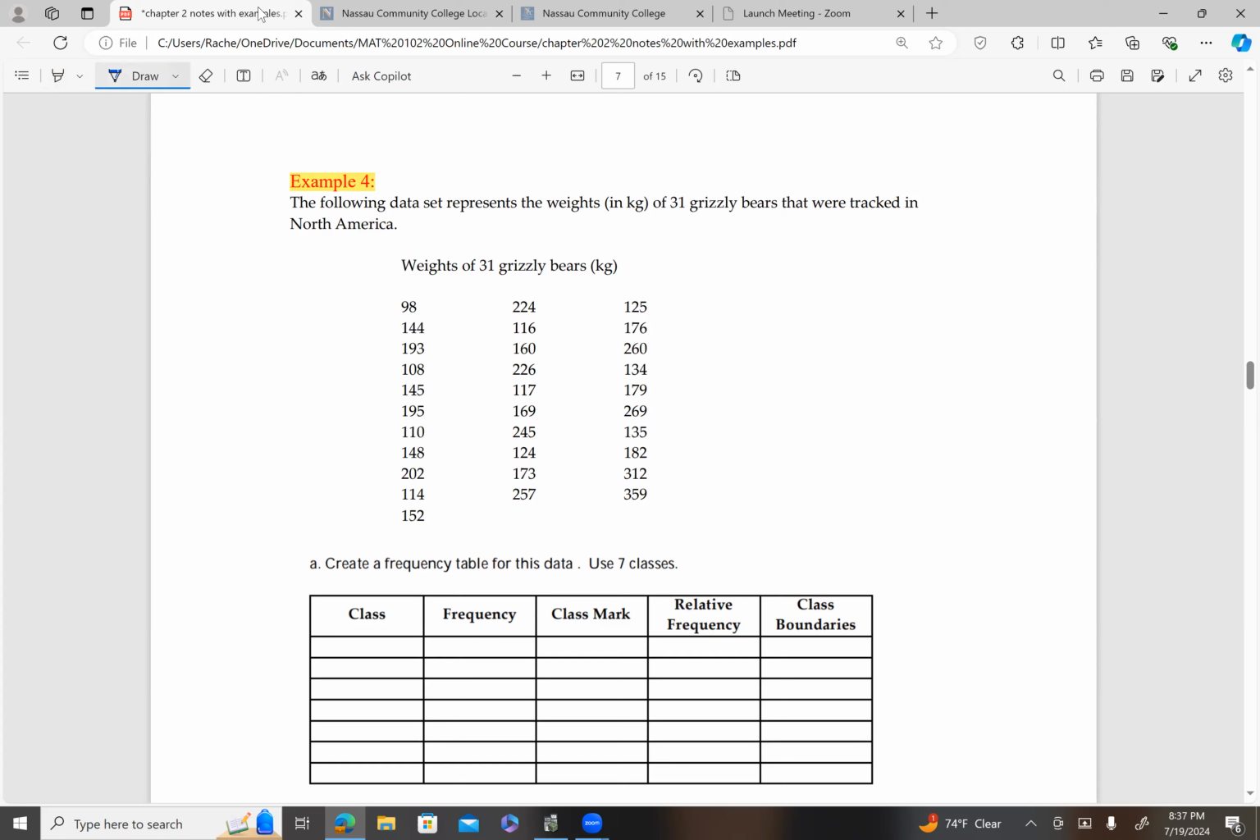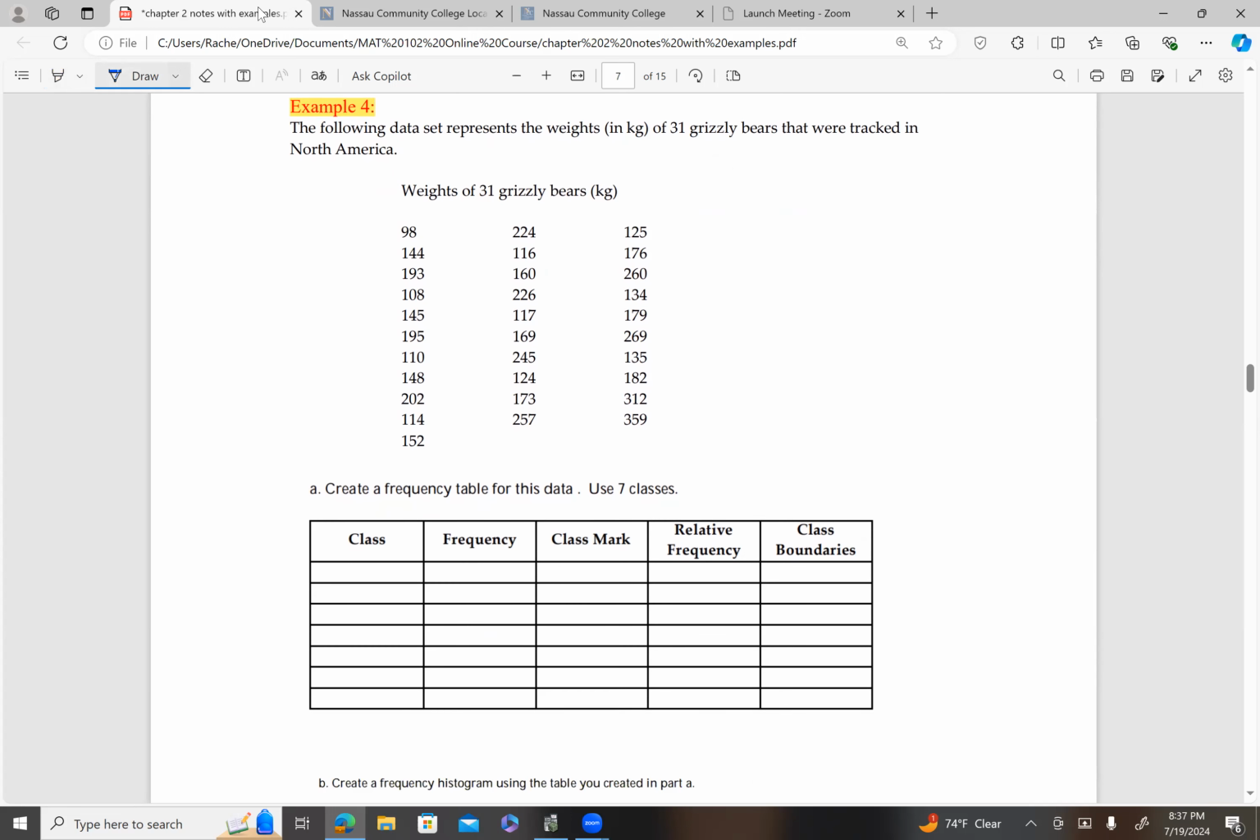Example 4 says the following data set represents the weights in kilograms of 31 grizzly bears that were tracked in North America. So here are the weights of the grizzly bears. Weights are measured in kilograms. This is one data set. I listed it in 3 different columns just because it was easier to fit on the page. But this is one data set. So there's 31 data values here.